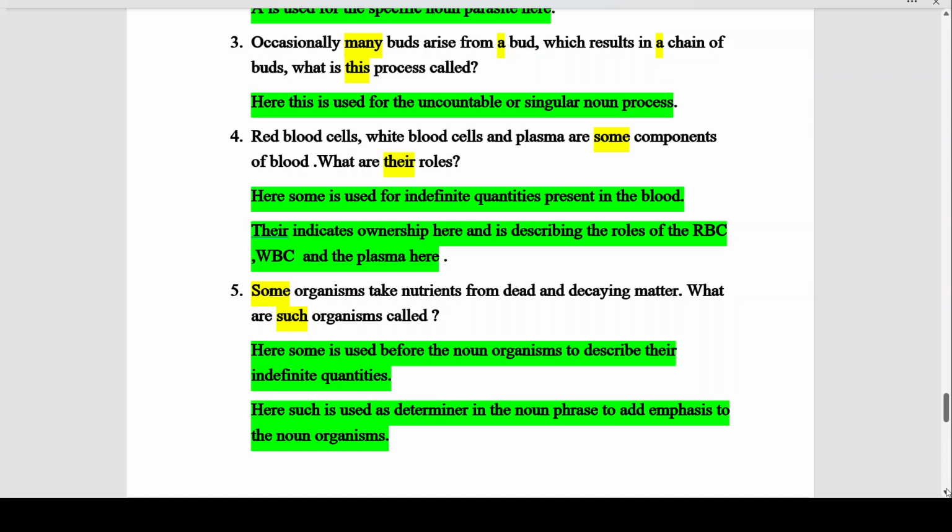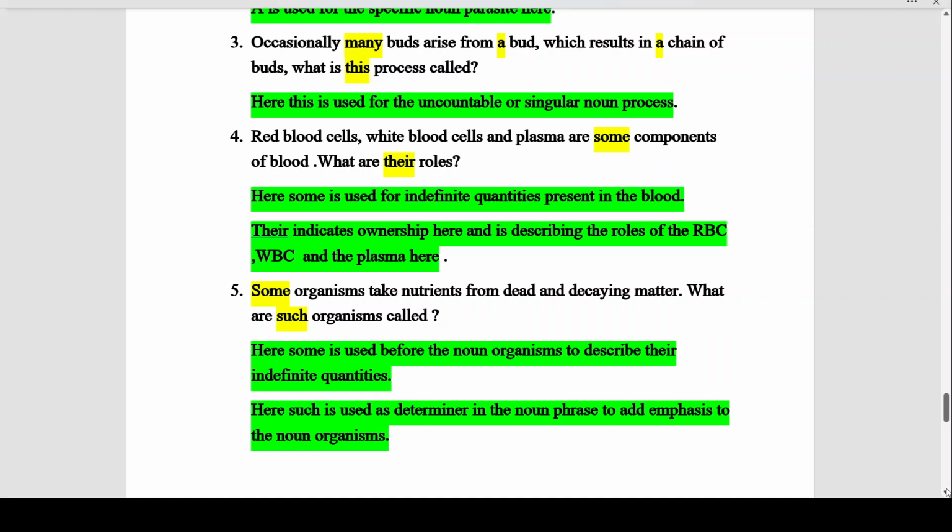Now, number 4. Red blood cells, white blood cells, and plasma are some components of blood, because there are more than 3 things. Therefore, I am using the determiner some. What are their roles? Now, here some is used for indefinite quantities present in the blood. There could be more than these RBCs, WBCs, and plasma, and more components also. Therefore, I am using some. Now, why am I using their? Because it is indicating ownership over here and is describing the roles of the RBC, WBC, and the plasma. I hope it is clear to you, students.